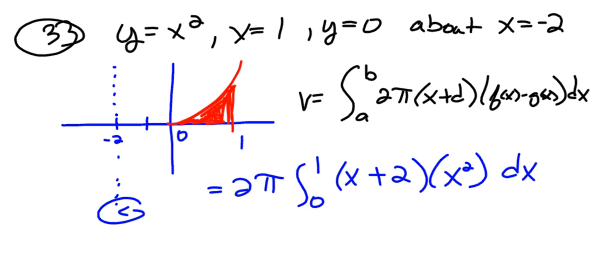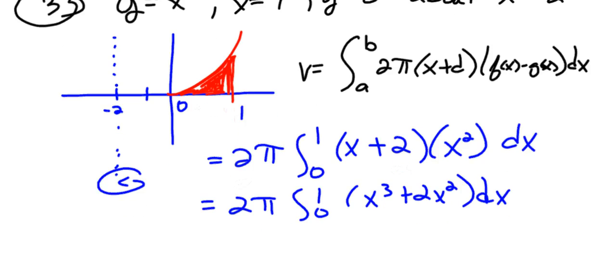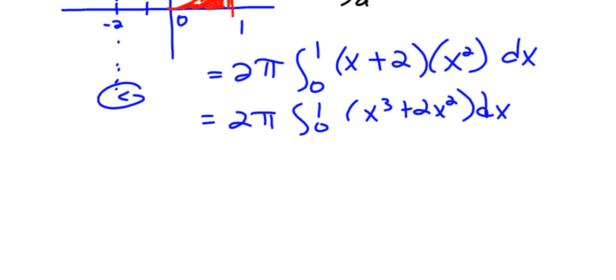We need to simplify this equation inside and get x cubed plus 2x squared dx, and then we're going to find the antiderivative of this. After all is said and done, we should get 11 pi over 6.